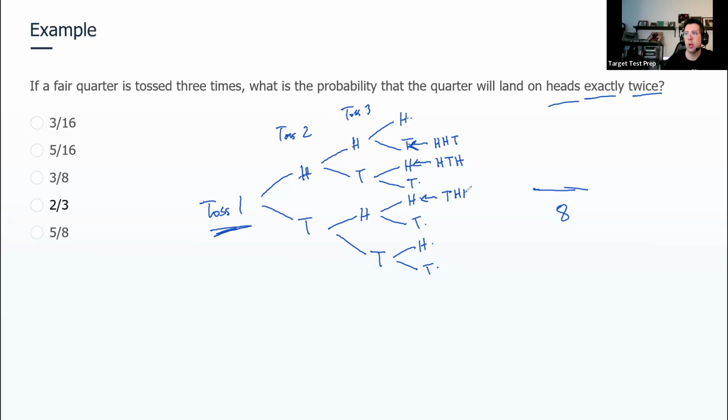Tail, head, head. Those are the only three that have exactly two heads, and that implies that the third one has to be a tail. One of the other three has to be a tail. So that's 3, so it's 3/8. Cool. So sometimes it's just, write them all out.